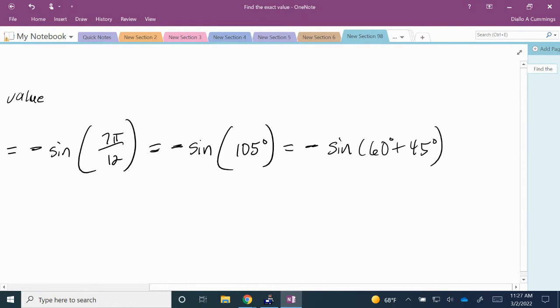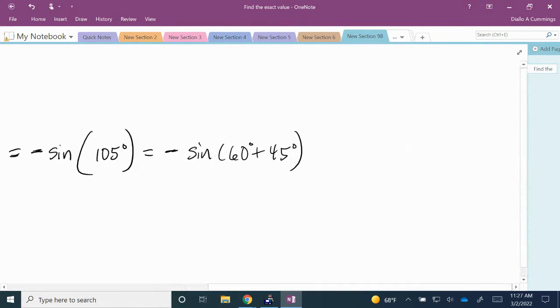When you're writing this out, it really doesn't matter which value you put first. You could put 45 degrees first. You could put 60 degrees first. The only thing that matters is that your combination gives you the desired angle measure, which in this case is 105. So looking at our setup, we're going to use the sum of sine formula.